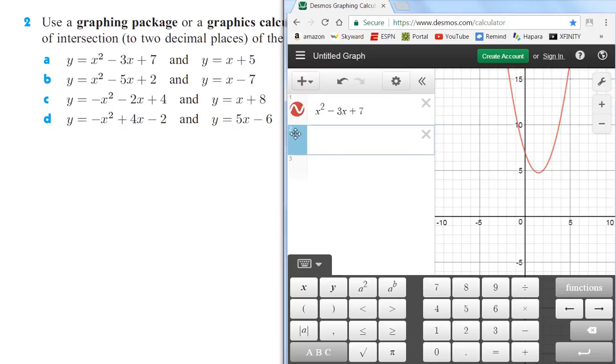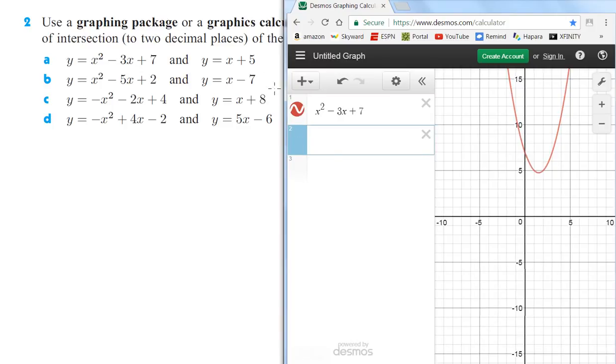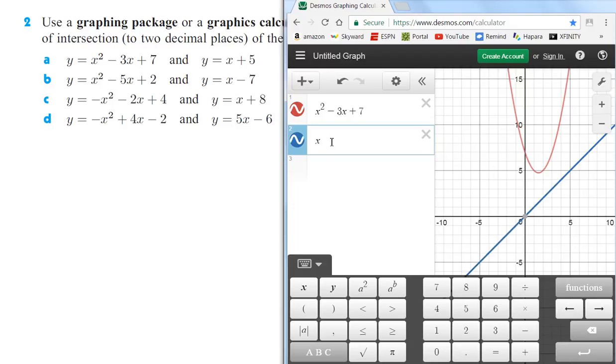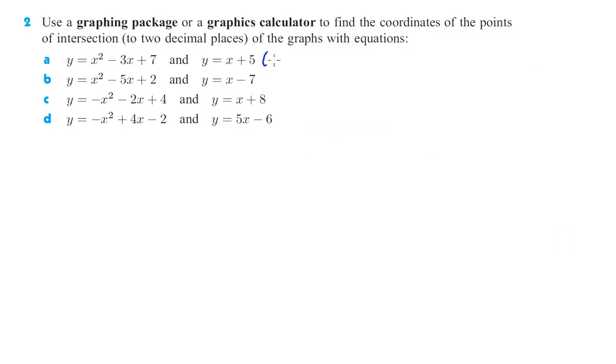Now I'm going to add in a new graph. And that new graph is going to be x plus 5. It's kind of nice because it actually gives us two different colors here. So then to find where it intersects, the nice part about this is you just put your cursor over the top of that point and it'll tell you exactly where it intersects. So 0.586. And the other one was 5.586.